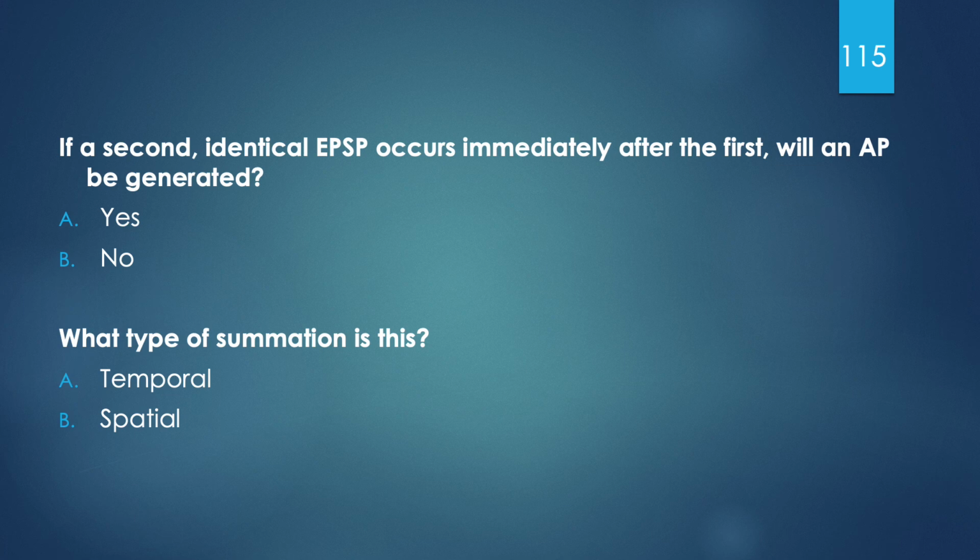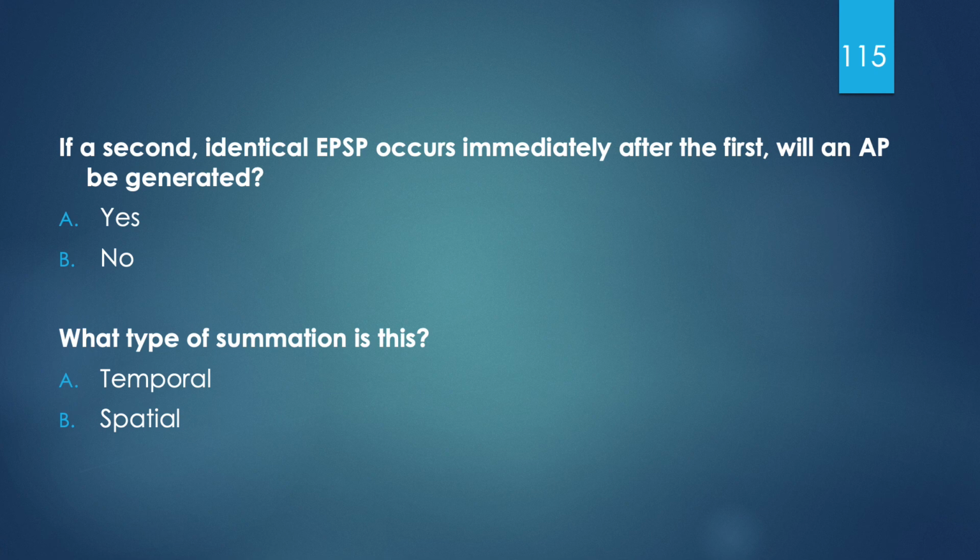If a second identical EPSP occurs immediately after the first, will an action potential be generated? A, yes, or B, no? And then follow-up question, what type of summation is this? Is it A, temporal, or B, spatial? Well, before we go into the first question, I think we can answer the second one right away. We just discussed temporal and spatial summation, and we know that temporal occurs over time and spatial occurs with multiple occurring at the same time over different space.